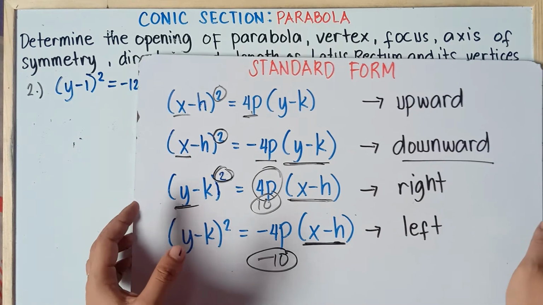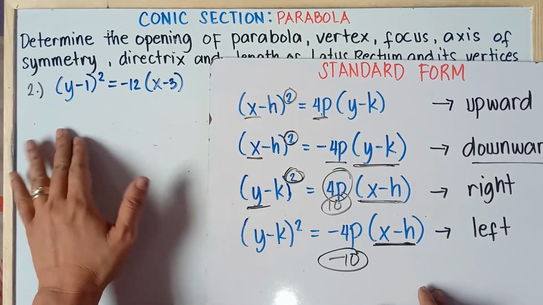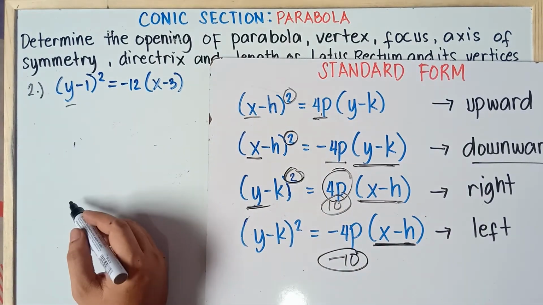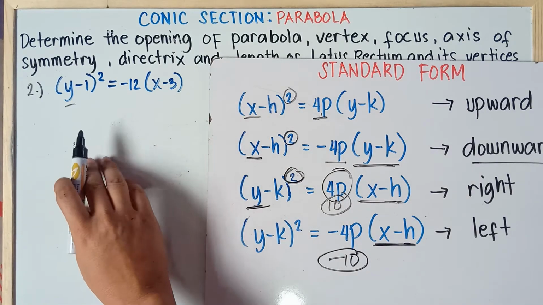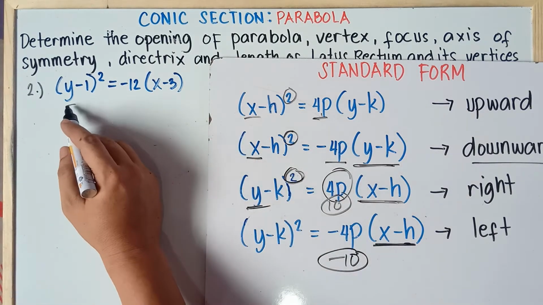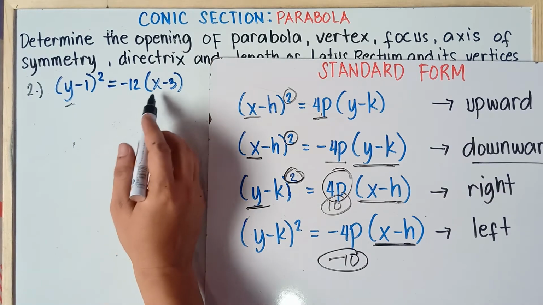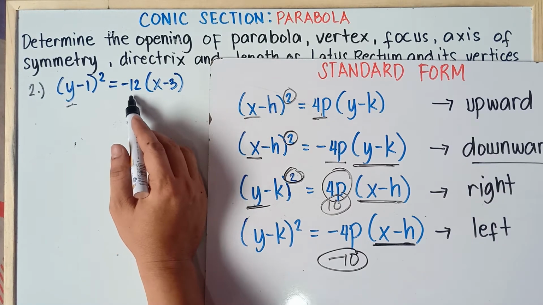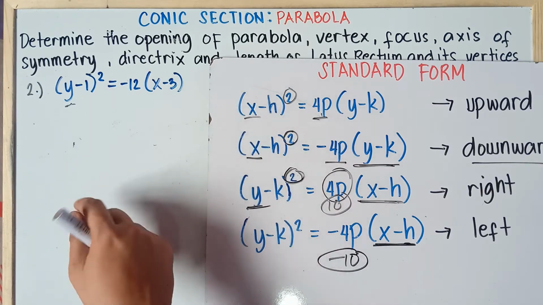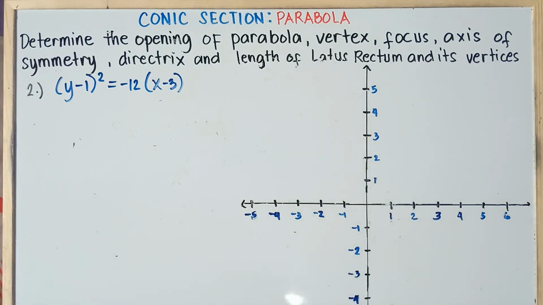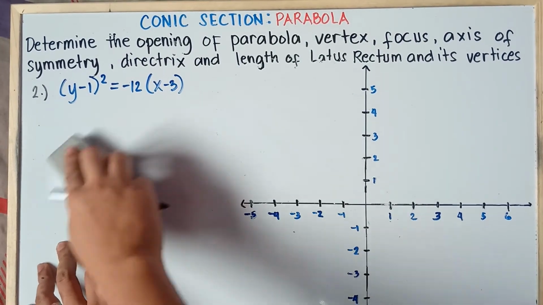Let's check example number 2, class. We have y, and then we have squared. Therefore, our parabola could open to the right or to the left because we have y squared. Now, the number before this quantity is negative 12. Therefore, our parabola opens to the left. Simple as that, class. If you understand that one, we will be answering number 2.